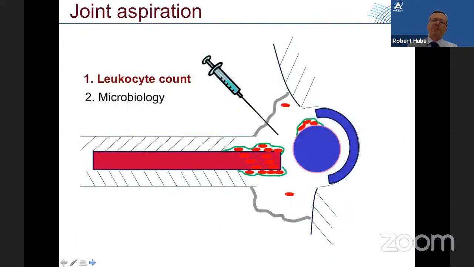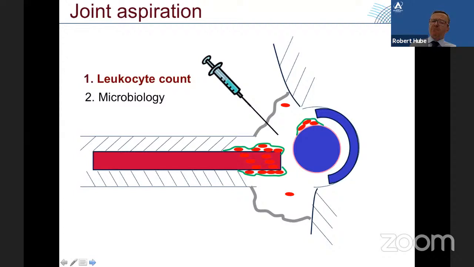What about joint aspiration? It's still our workhorse. It has to be done under sterile conditions. The best place is an OR or a special room. And we look at the leukocyte count and the microbiology. But once again, if the hip is exploding, we know it's infected, and then it's fine to define the bug, so we have a specific antibiotic regime.